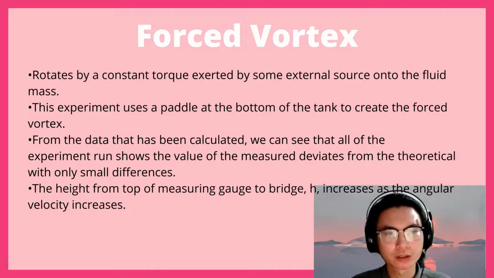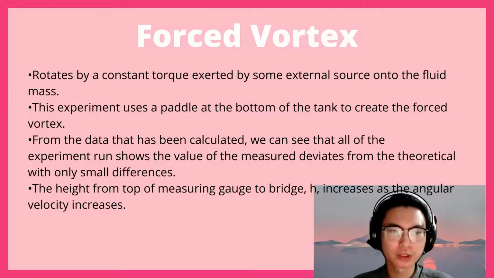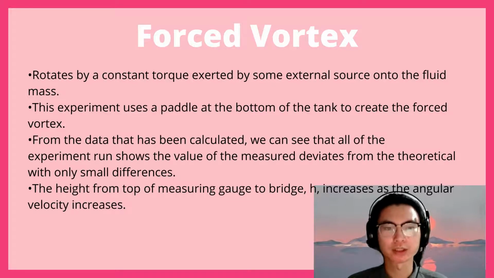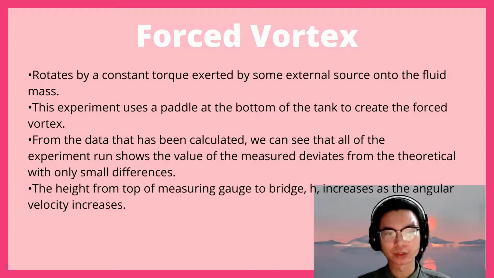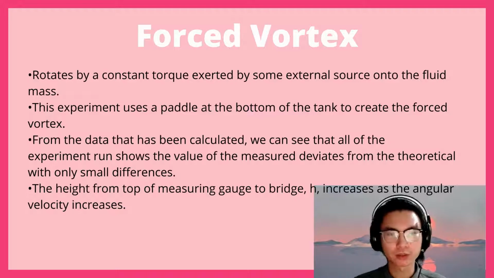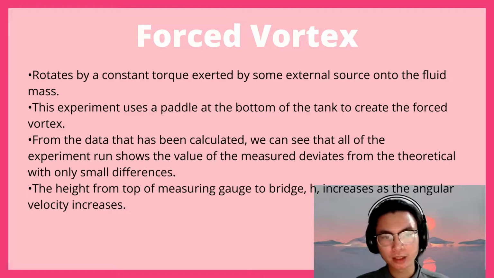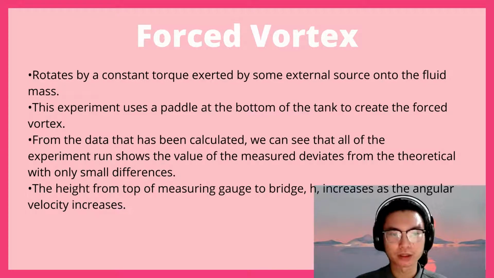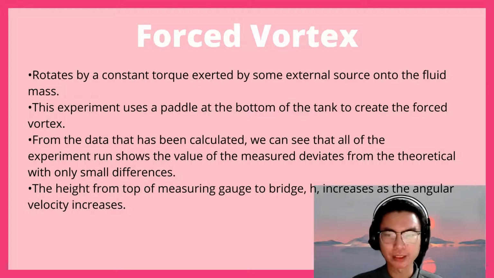For the next part, which is the forced vortex, the vortex rotates by a constant torque exerted by some external source onto the fluid mass. For this experiment, we used a paddle at the bottom of the tank to create the forced vortex. From the data that has been calculated, we can see that all of the experimental runs show the measured value deviating from the theoretical with only small differences. The height from the top of the measuring gauge to the bridge, h, increases as the angular velocity increases.